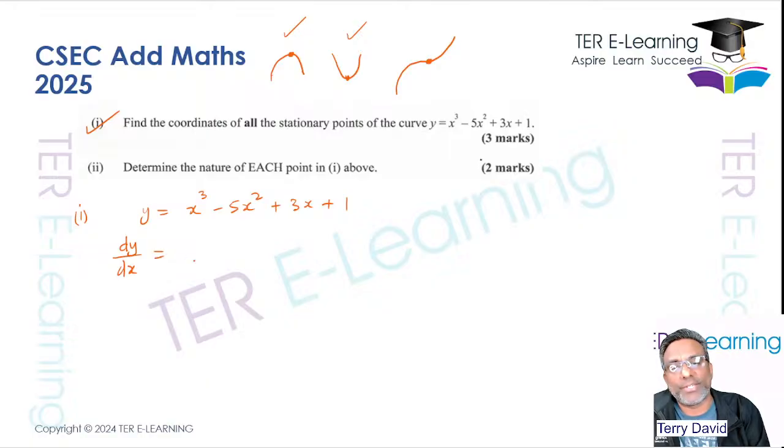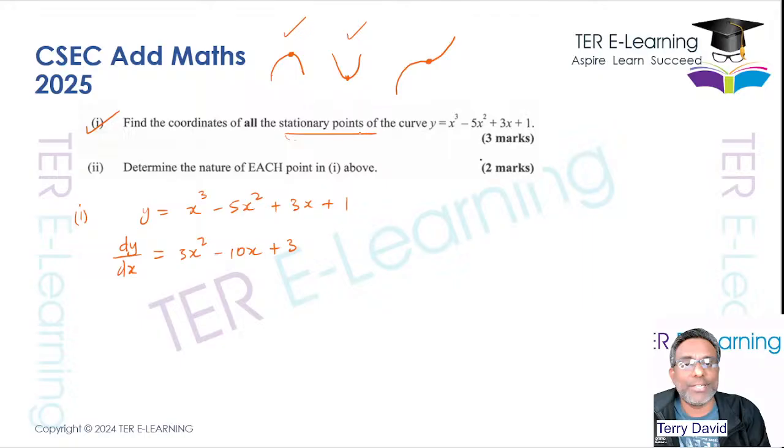We must differentiate this. When I differentiate x cubed, I'm going to get 3x squared. When I differentiate minus 5x squared, you're going to get minus 10x. And then when we differentiate 3x, we're going to get 3. And when you differentiate 1, you get 0. So this here represents my dy dx.